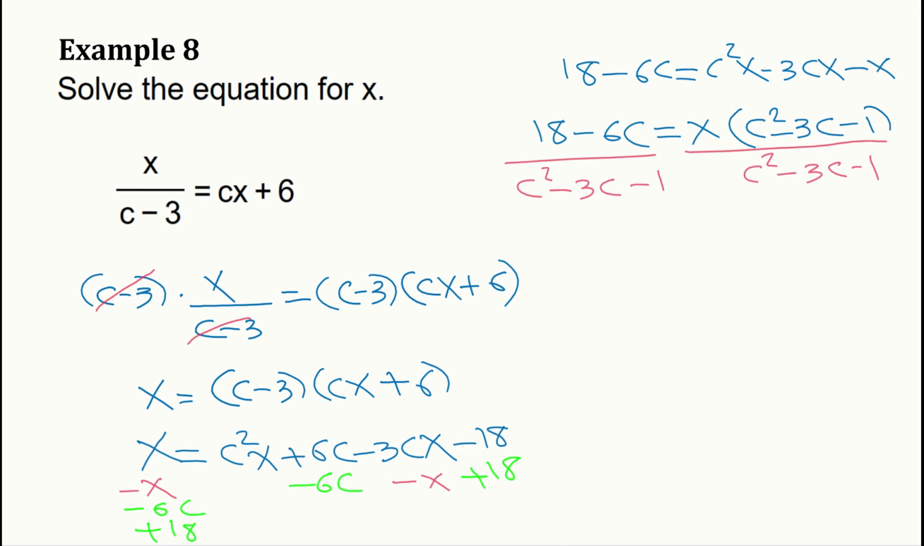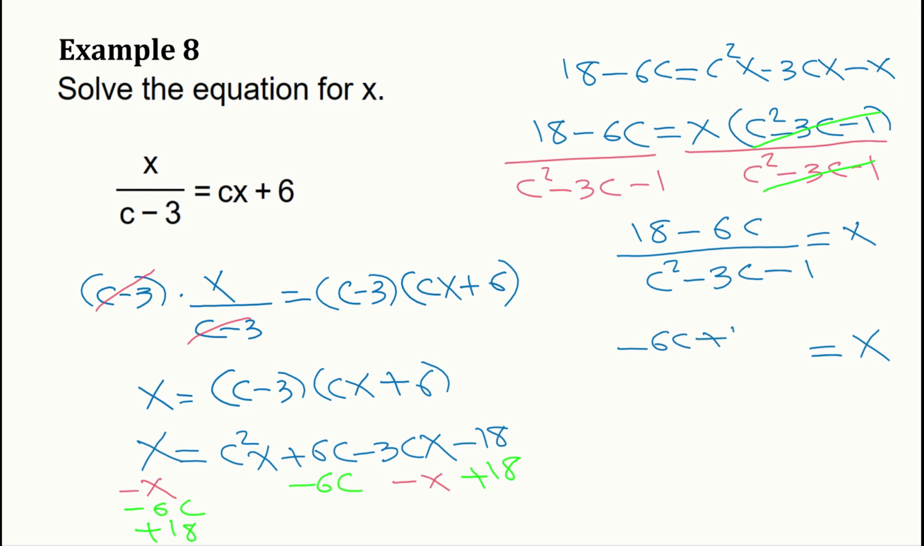So on the right side, of course, those will cancel out, and we end up with x on the right side equals 18 minus 6c over c squared minus 3c minus 1. All right, if the problem, for example, wants you to put all polynomials involved in descending order, you could also write it as x equals negative 6c plus 18 over c squared minus 3c minus 1. They're both correct. You know, we usually prefer this because it's nice, the leading term is positive, etc.